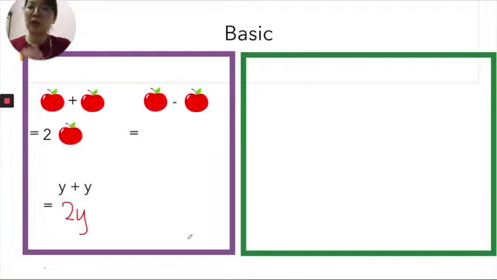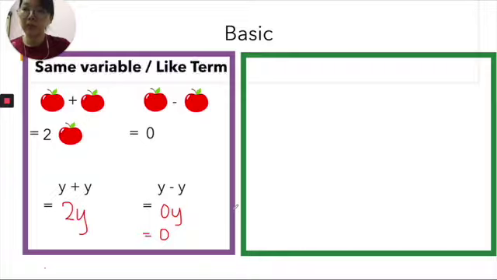How about when I have 1 apple, I give my apple away. How many apples do I have? Apple minus apple? I have no more apple. Again, let's y represent the apple. Y minus y? Yes, no more y. You can write 0y. But when 0 times with anything, you will get 0. That is what we call apple and apple. They are all same variable, or we call it as like term.